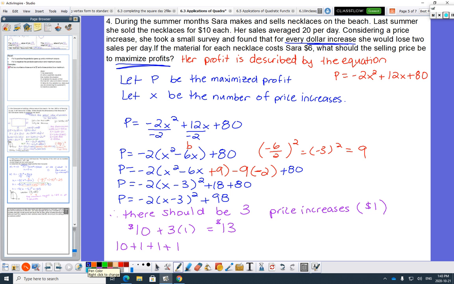The next problem is similar, except it's $2 price increases, but it's essentially the same thing, and the numbers are not perfect. So sometimes in these word problems, you could have decimals, but they'll be nice decimals that don't repeat, okay? You won't have to round.